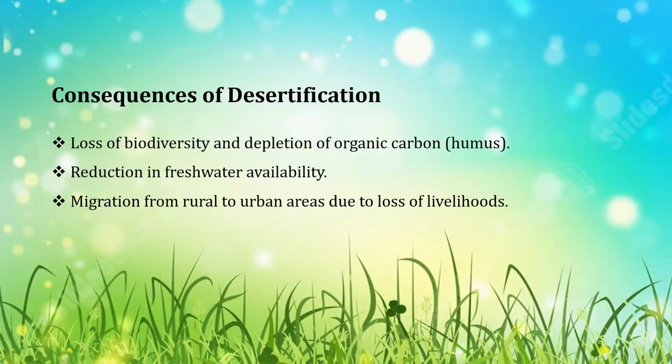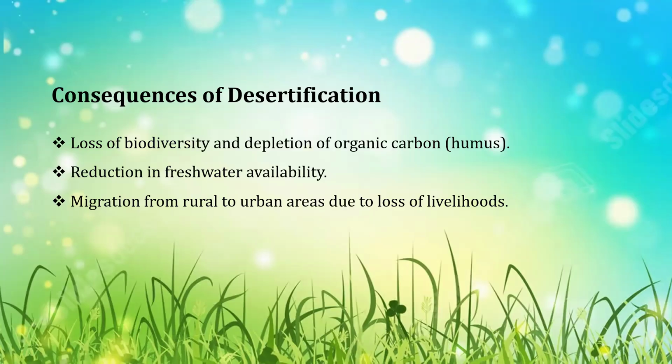Next, consequences of desertification. And this point outlines the significant environmental, ecological, and socio-economic impact of desertification, which is a process by which fertile land becomes desert, typically as a result of drought, deforestation, and inappropriate agriculture. The main consequences are loss of biodiversity and depletion of organic carbon. That means humus. And this point focuses on the degradation of soil's living qualities.